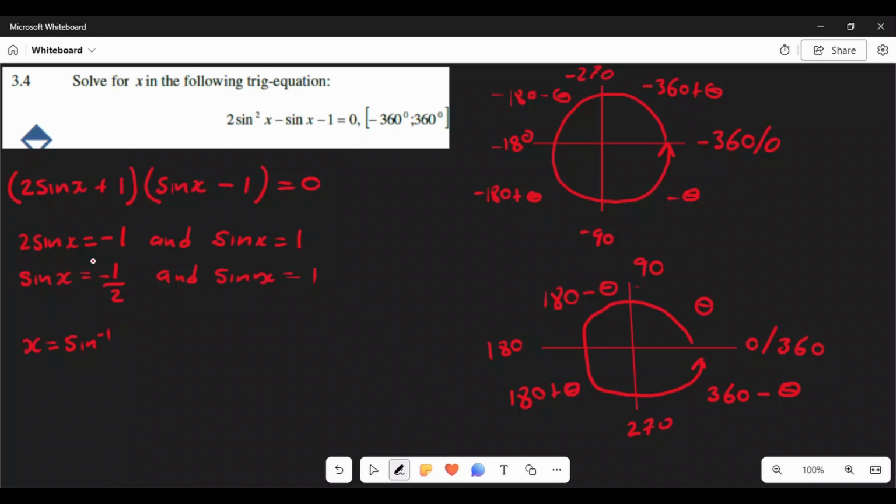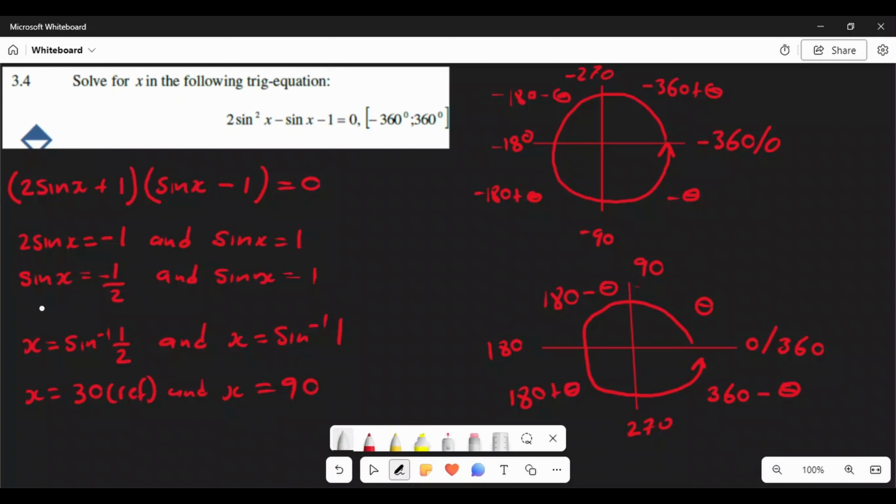Never mind the negative, just put half there, because you're trying to find the reference, guys, right? And then here also, we're just going to say x equals arcsine 1. So we know that this is going to give us 30. In this case, this 30 is actually a reference. Even here, we're going to have 90.